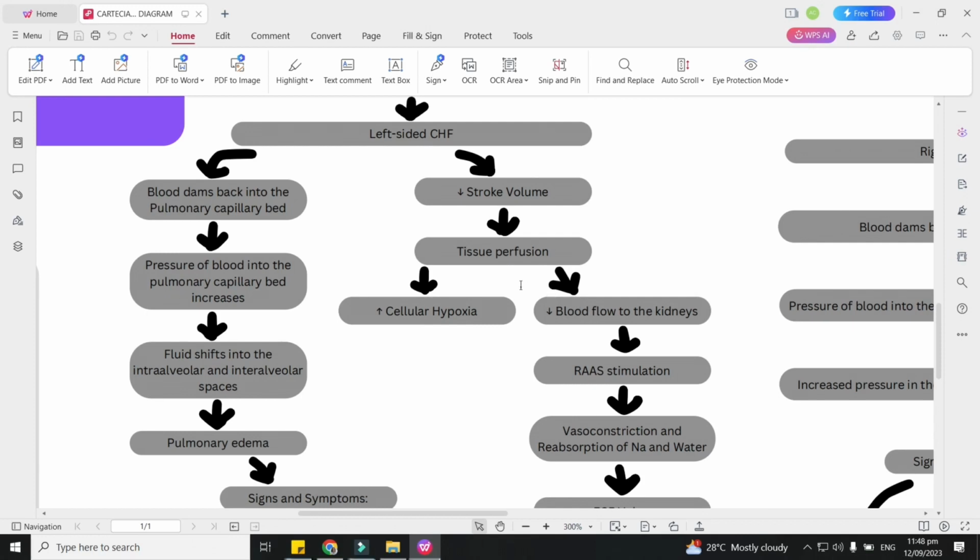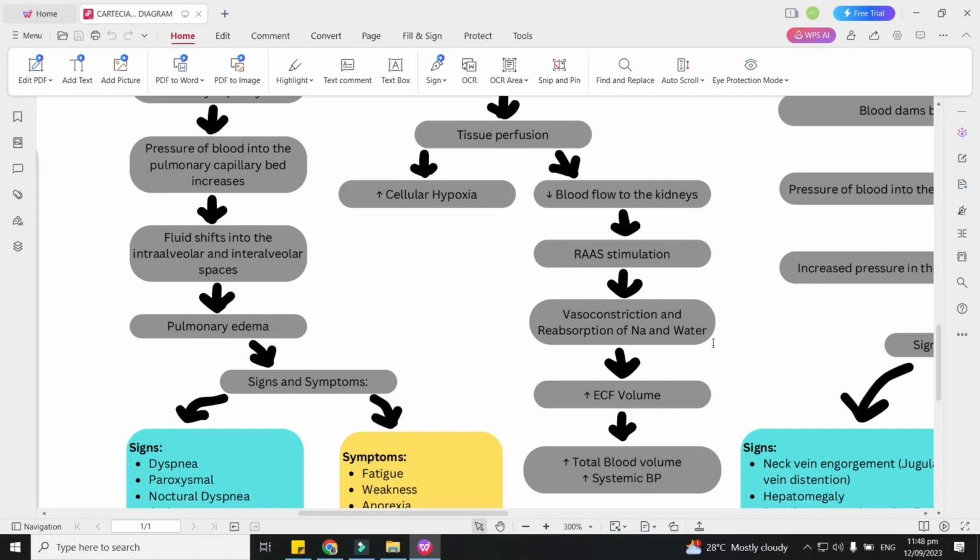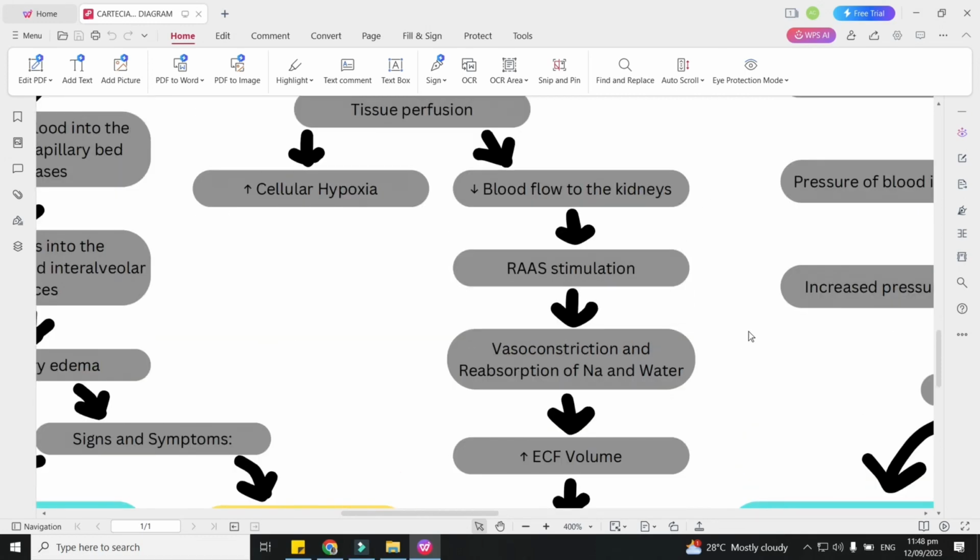Now, with the lacking tissue perfusion, there is also a decrease in blood flow to the kidneys. So what happens when there is a decrease in the blood flow to the kidneys? So we have the RAAS stimulation. RAAS stands for renin, angiotensin, aldosterone system. This RAAS system alone controls the blood pressure and the fluid volume of our body.